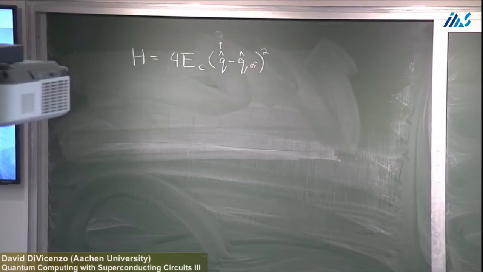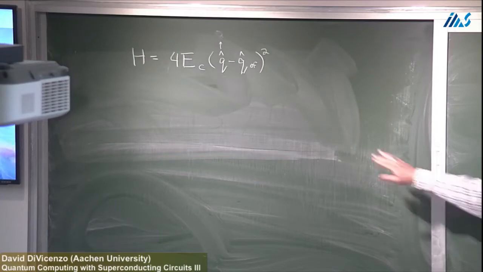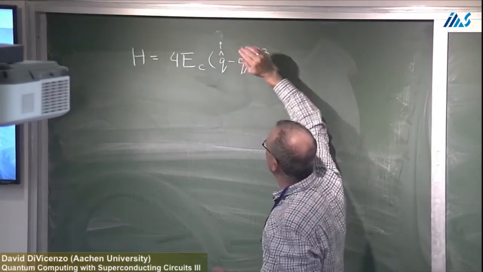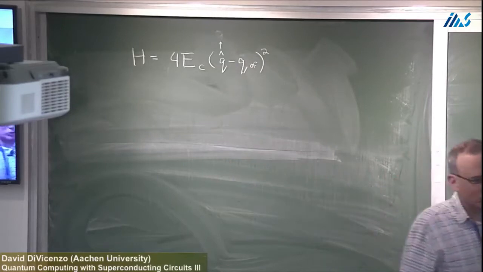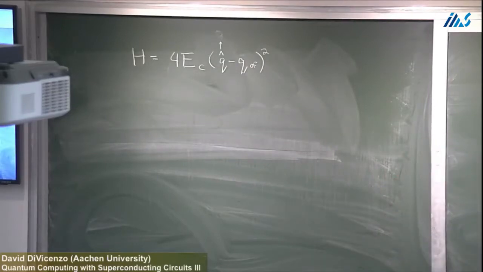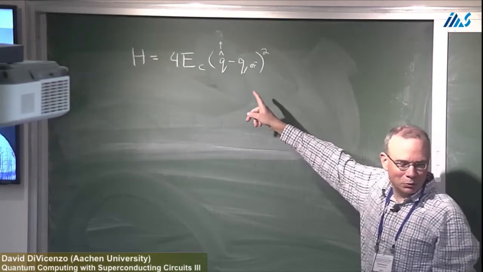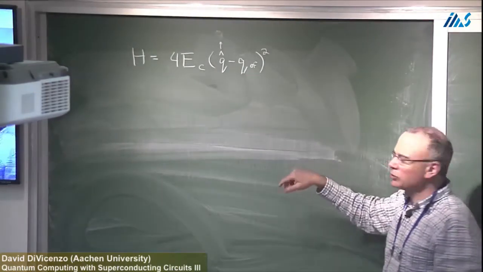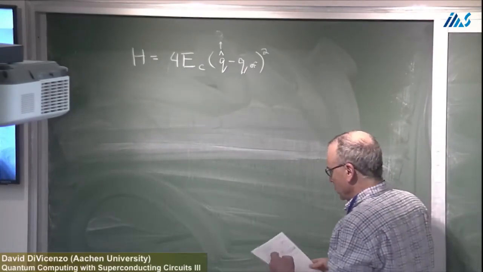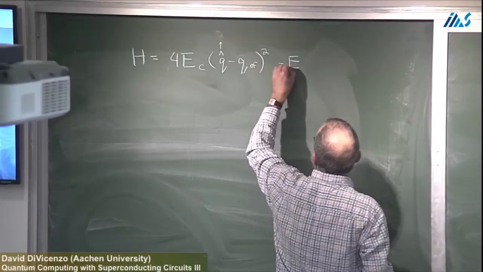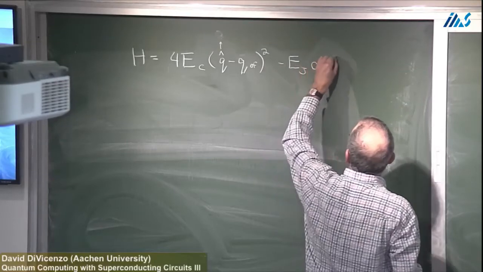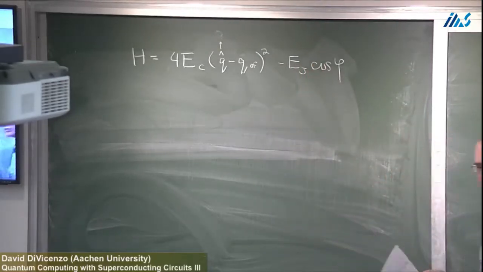I'm starting to put hats on, which is also a reminder. I'm putting hats on things to remind you and myself which things are operators and which are not in this setup. At this point, this is not an operator. Actually, it's going to become an operator in a short while. So that's the reason for my slip there. Okay, minus EJ cos phi. So that's what we're going to base things on.